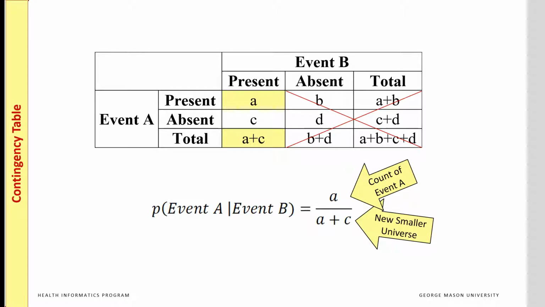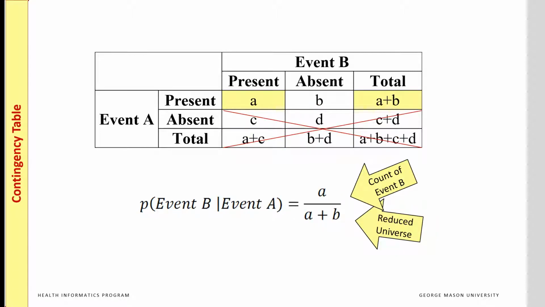Now, the conditional probability of event A occurring given event B is calculated by the frequency of event A in the reduced universe, i.e. A divided by the reduced universe, also known as A plus C. The takeaway here is that conditional probabilities should be calculated in the reduced universe where the condition has already occurred. Our definition and the concept of shrinking the universe can help us calculate conditional probabilities correctly.